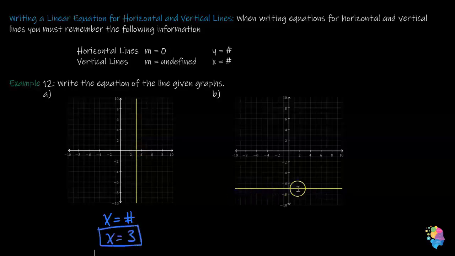For the second graph, we're going to see that this is a horizontal line. Then if we have a horizontal line, our equation will be y equals a number. The number again will depend on what value this graph is crossing the y-axis. And in this case, it's crossing at -7. Then the equation of this line is going to be y equals -7.